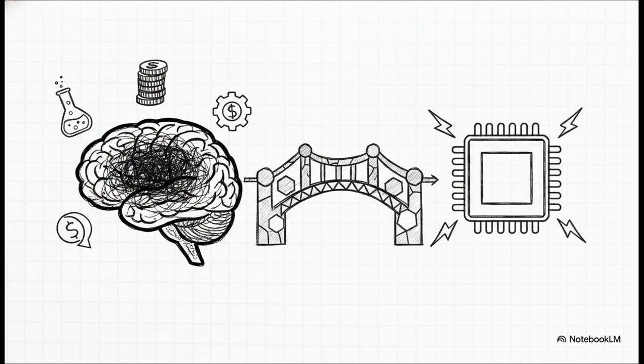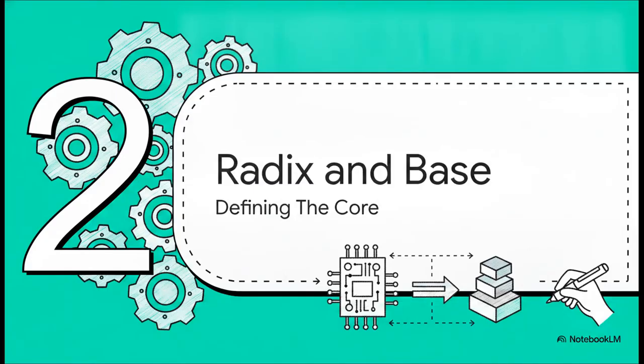We essentially scale from our native decimal system all the way down to binary, octal, and hexadecimal systems just to feed the machine exactly what it needs. Moving on to section 2, radix and base, defining the core.